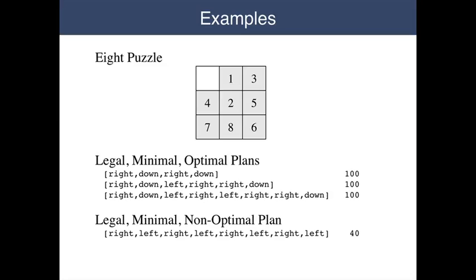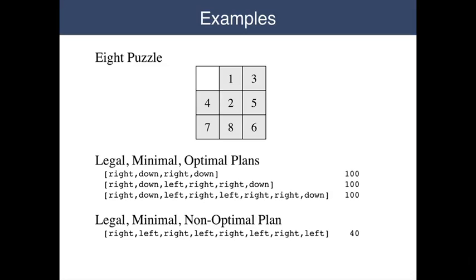Here are some examples of sequential plans for 8 puzzle. The first plan prescribes a move to the right, followed by a move down, followed by another move to the right, and another move down. And this clearly leads to a state in which all the tiles are in their goal positions, and the empty cell is in the lower right. And so the value for this state is 100.